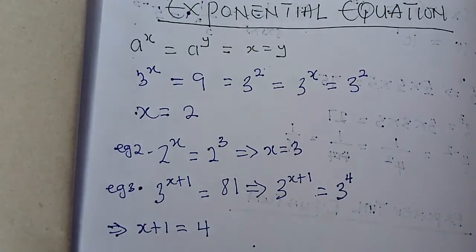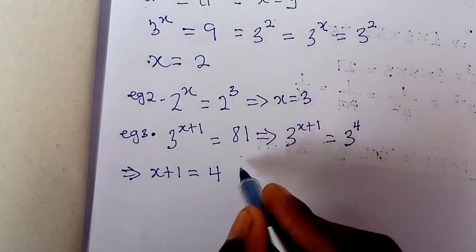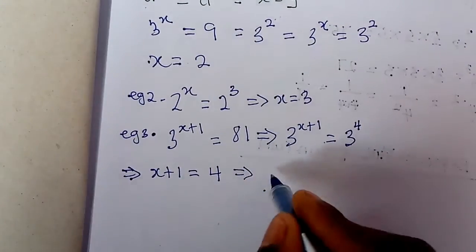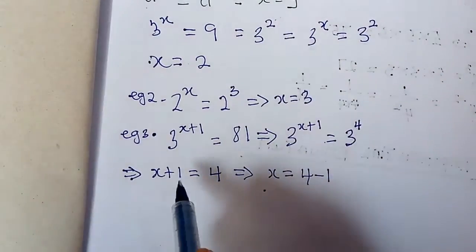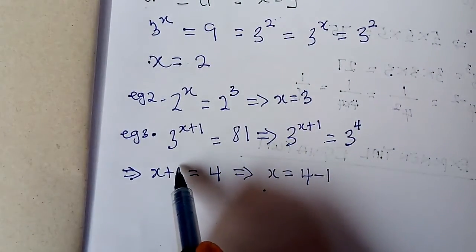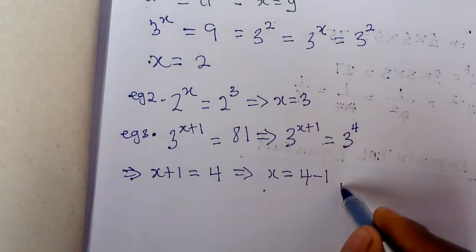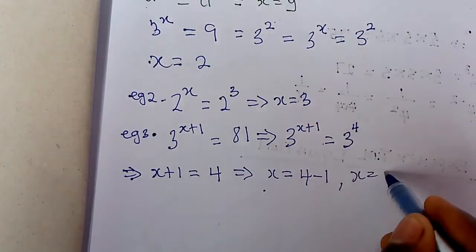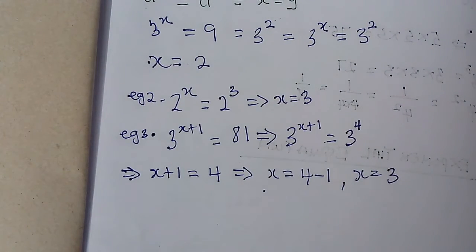Because this is now an equation, we are solving for the variable x. So x is now equal to 4 minus 1, because we have to group like terms here, and the 1 crosses the equal sign and becomes negative. So finally you have the answer: x is equal to 3. This is how we solve this type of question.